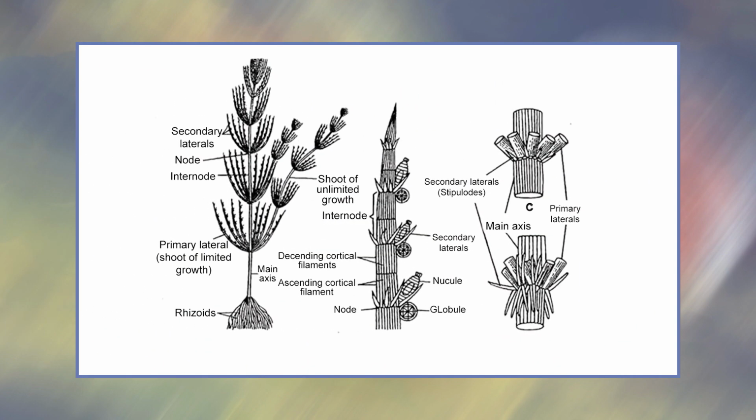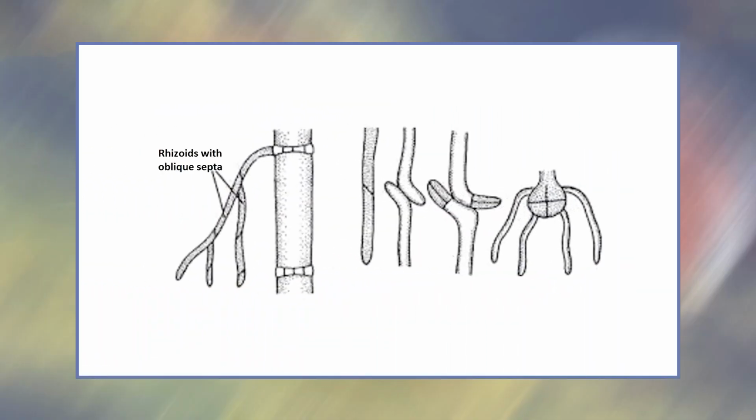The thallus is mainly differentiated into rhizoids and main axes. Now first we will discuss rhizoids. The rhizoids are white, thread-like, multicellular, uniseriate and branched structures. The rhizoids arise from rhizoidal plates, which are formed at the base of the main axis, or from peripheral cells of lower nodes. The rhizoids are characterized by the presence of oblique septa.